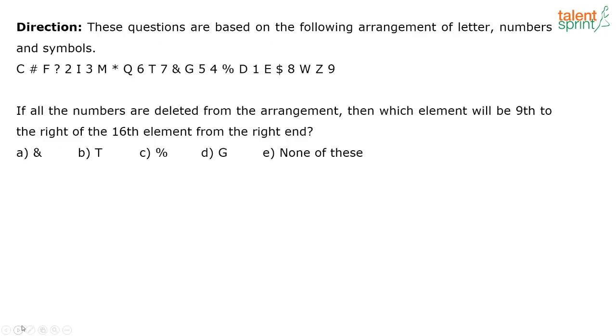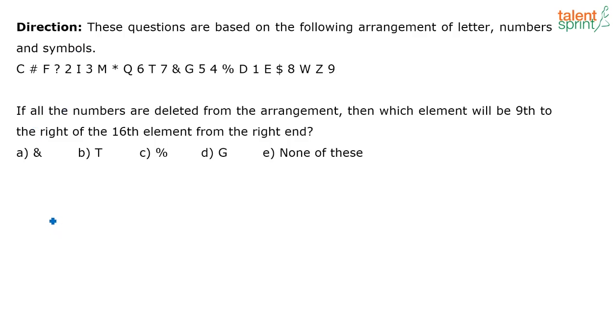Next one. They have given a different arrangement. Here, if all the numbers are deleted from the above arrangement, which element will be 9th to the right of the 16th element from the right end? Like the previous question we did, what are they asking you to find out? Basically, you have to find the 16th element from the right end, then move towards the right and find the 9th element. Before that, what have they said? You have to eliminate all the numbers.